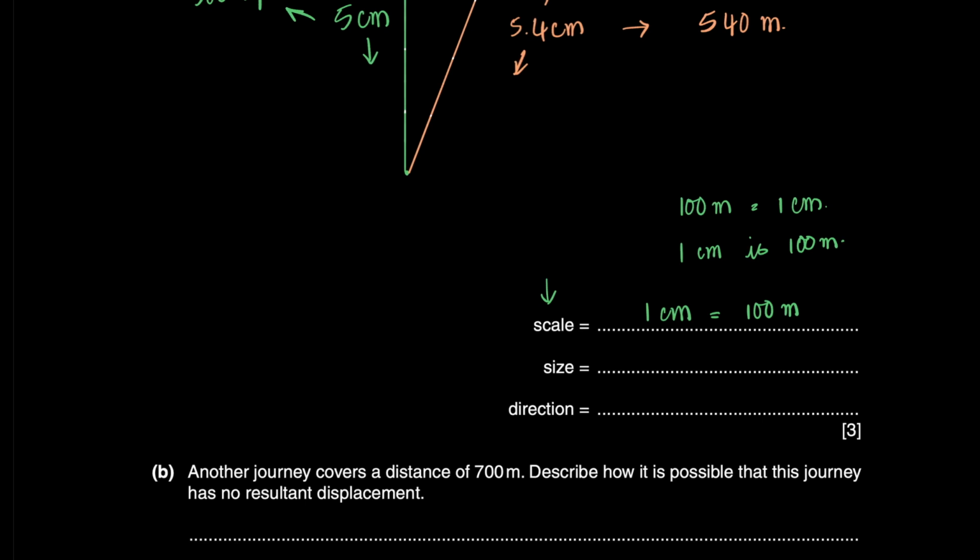All right, size. The size of the magnitude, we just calculated it right here. It's 540. What's the direction? We don't have to be very strict over here. A general direction is fine for this answer. It is in the northeastern direction, so northeast. All right, let's move on.